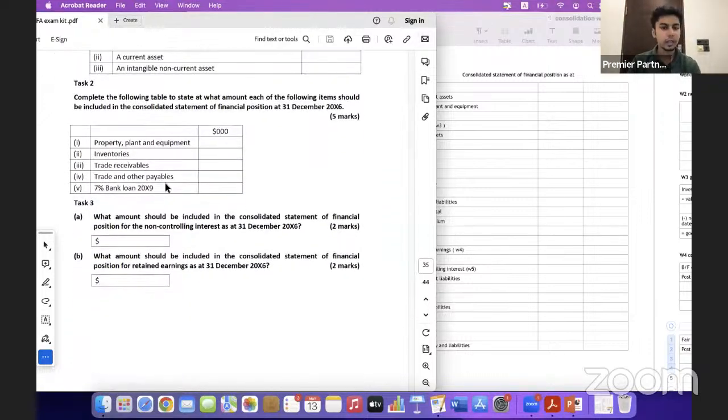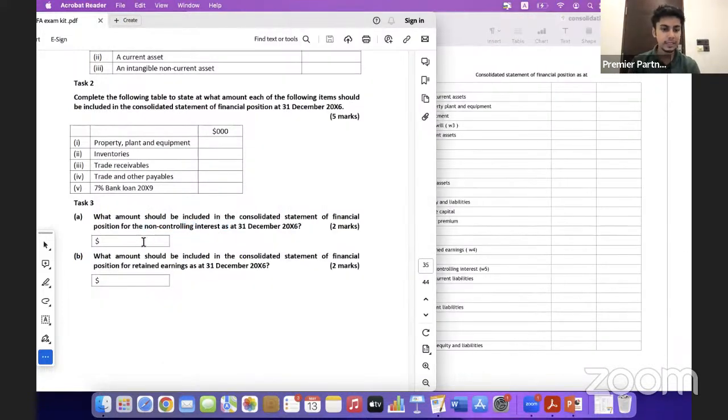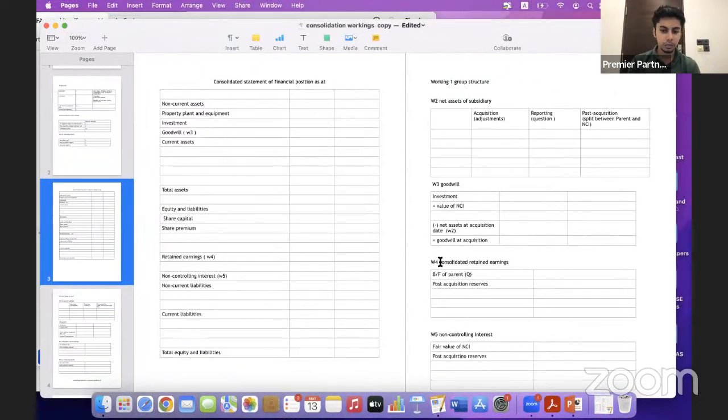Then, going down, task number 3: what amount should be included in the consolidated statement of financial position for non-controlling interest? Non-controlling interest, can you see working number 4, sorry, my bad, working number 5. For non-controlling interest, they're asking what's the value of it after all these adjustments. For that, I have prepared a separate working called the non-controlling interest working. Finally, they're asking what is the amount that needs to be included in retained earnings. The answer for retained earnings is working number 4.